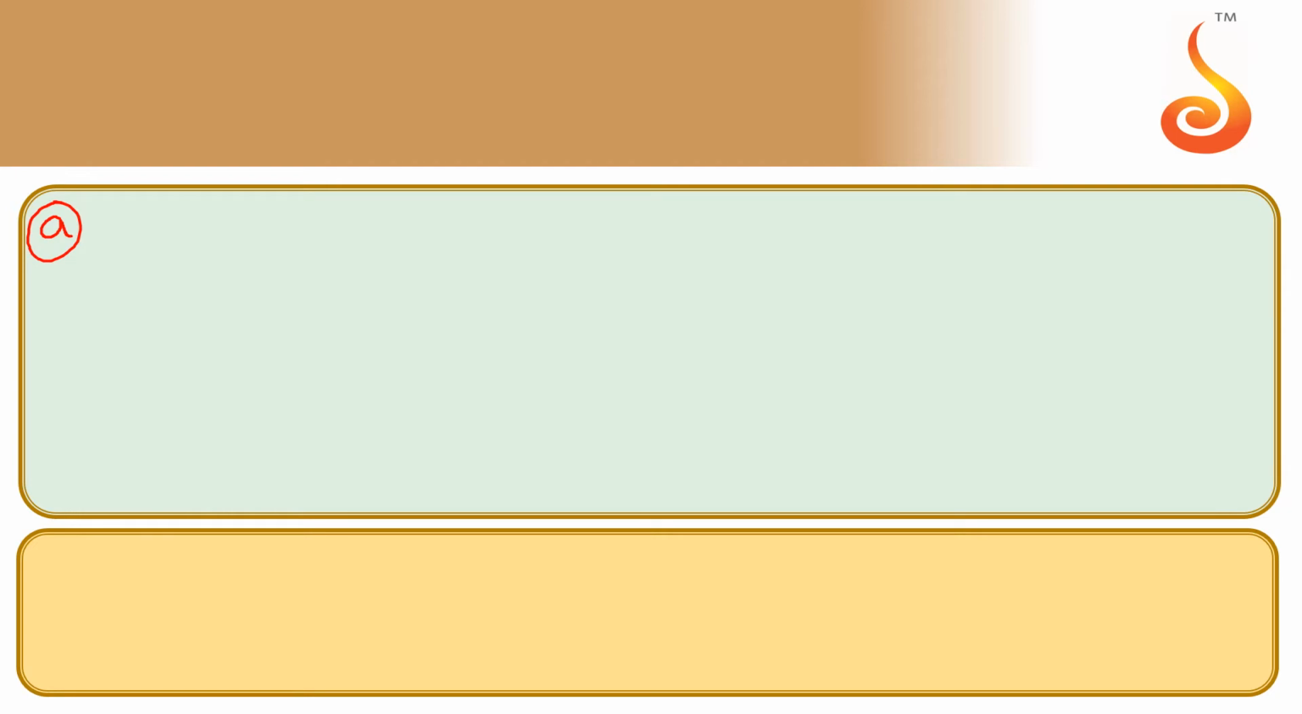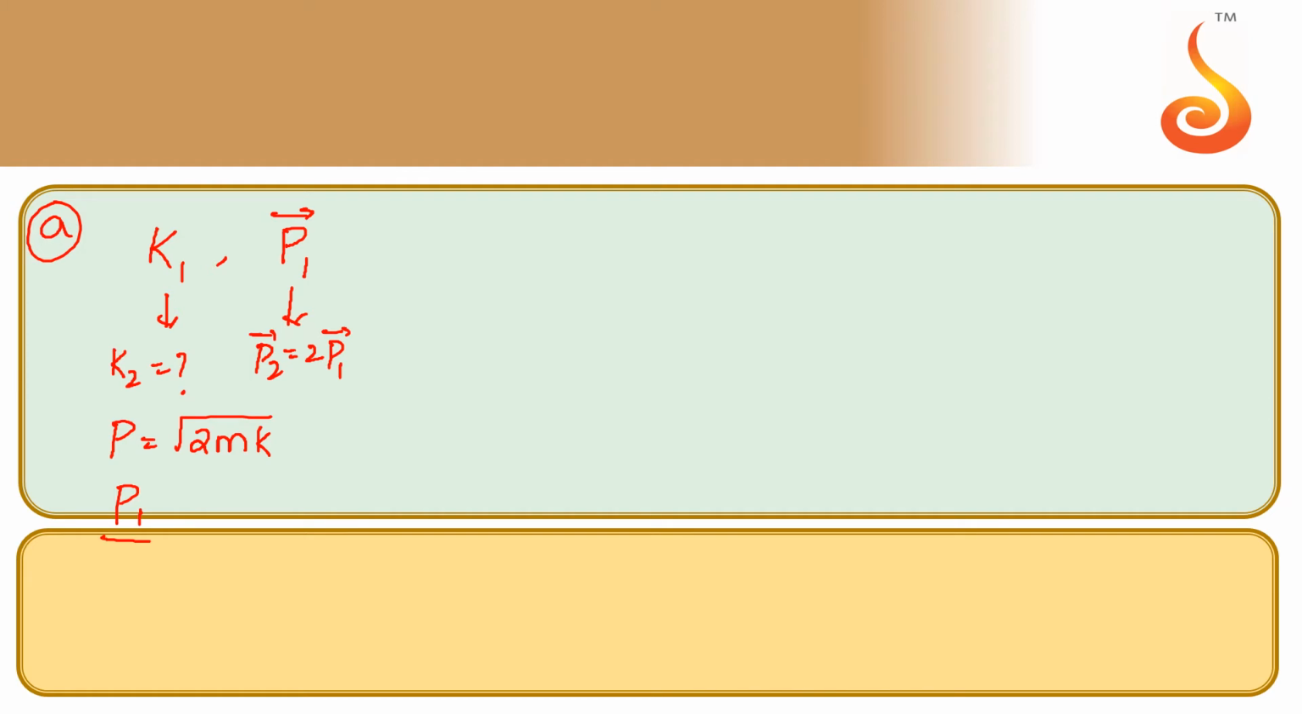a photon whose initial kinetic energy, let it be K1, and whose initial momentum is P1. And if the momentum of the particle becomes twice, meaning P2 is equal to 2P1, then what will be its new kinetic energy in terms of K1? So we know that momentum is equal to the square root of 2mK. So we can write P1 by P2 is equal to square root of 2mK1 by square root of 2mK2.